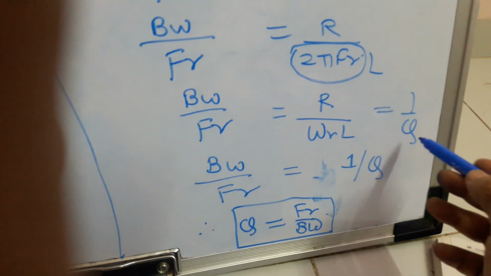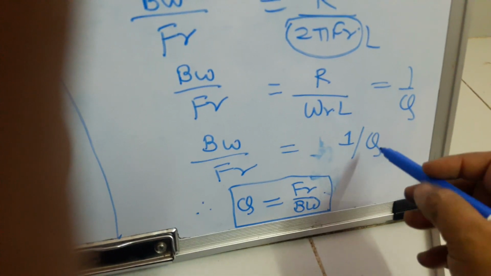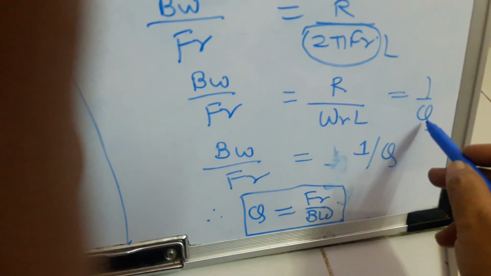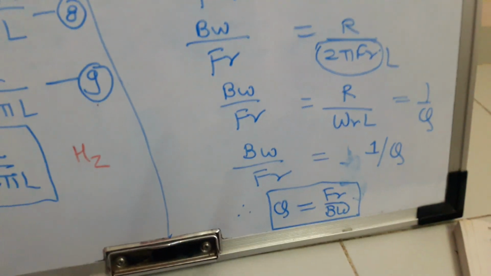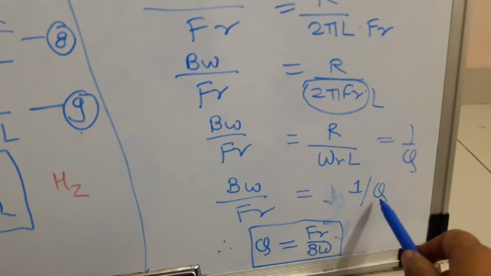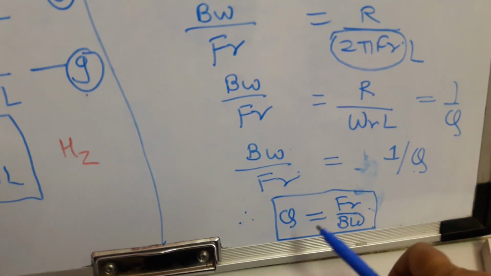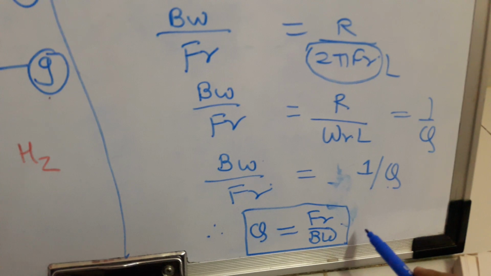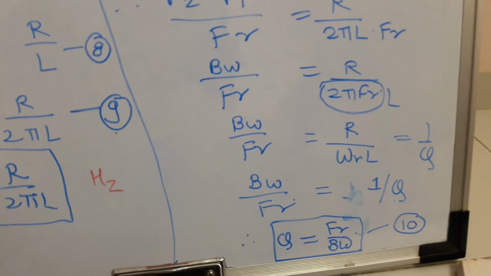We know formula for Q. Q is nothing but omega L by R. Okay. So this R upon omega L can be replaced by 1 upon Q. So we can write bandwidth upon fr is equal to 1 upon Q. Therefore, we can derive relation between Q, bandwidth and resonant frequency. So we can ultimately write Q is equal to fr upon bandwidth. This is also very important expression. Let us label it as equation number 10. This is useful for solving many numericals.